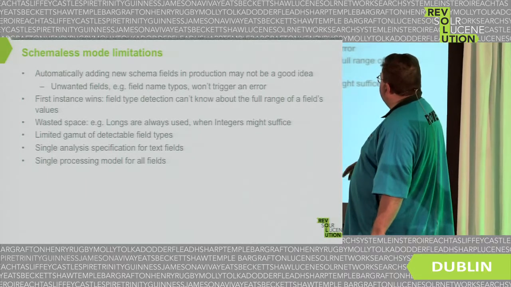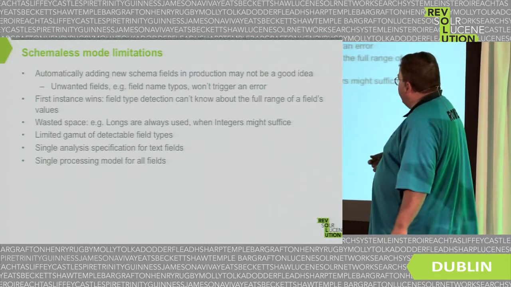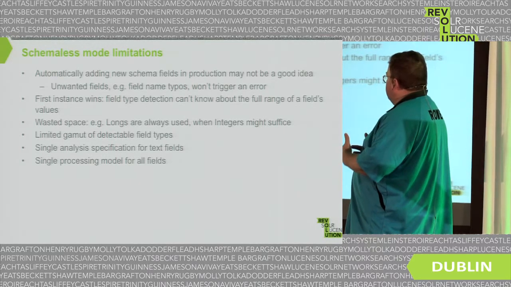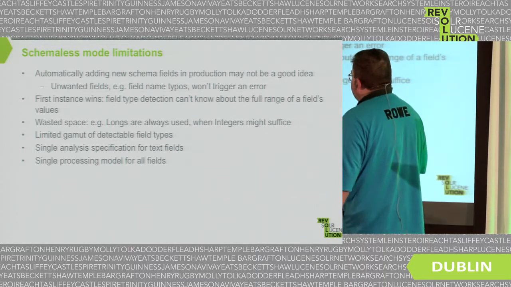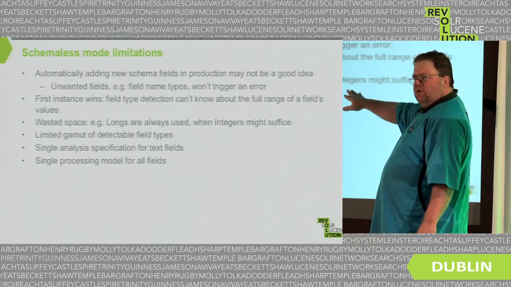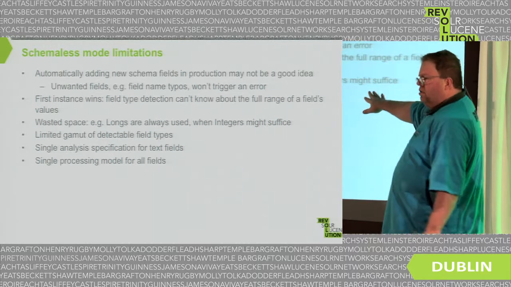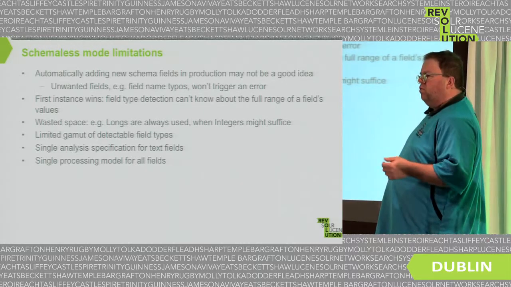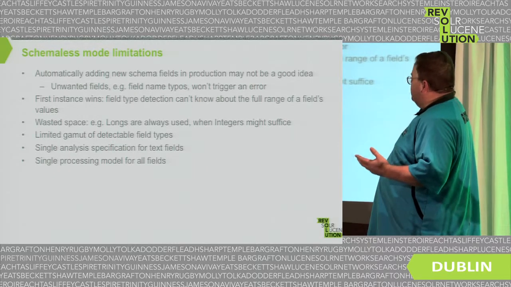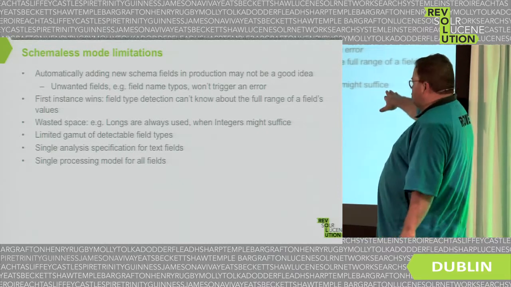So the way the field type detection works, the system can't know about the full range of a field's values, and so the decision has what could be overly limited information. I talked about this earlier, that you can waste space because the example for schemaless mode is conservative. It assumes if you have integers, you want to provide the largest space available, where integers might suffice.